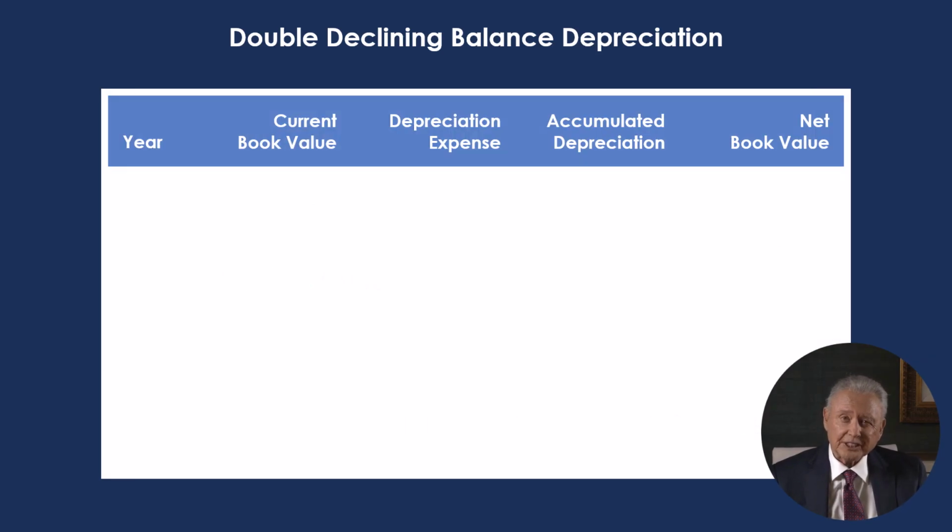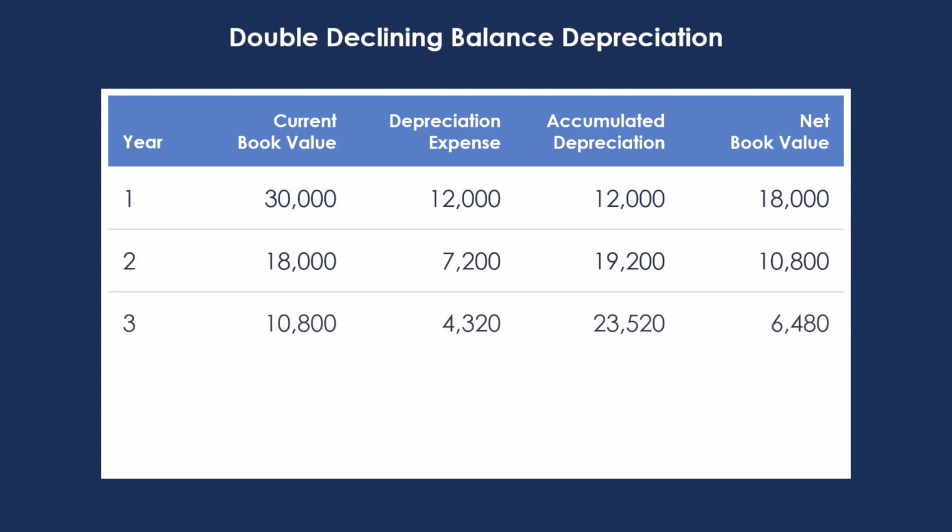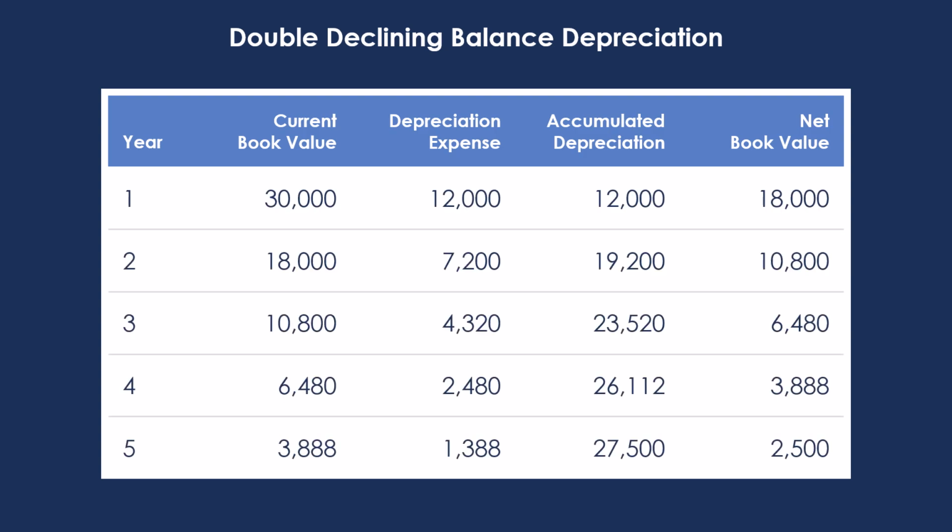Here is the depreciation table for the computer. First year depreciation expense is $12,000. The book value after year 1 is $18,000. In year 5, the depreciation expense is $1,388 because we cannot depreciate below the salvage value, $2,500. Notice how front-loaded the depreciation expense is, $12,000 in year 1 and just over $1,000 in year 5.